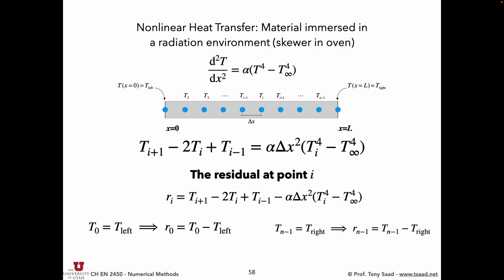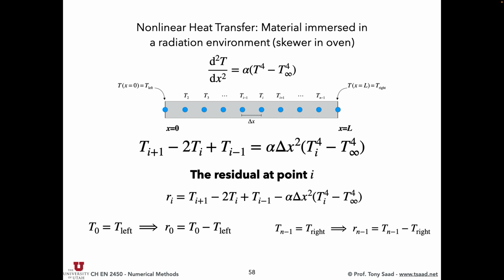Same thing at the last point. The last point in our indexing is Tn minus 1 equal to T right. So that means the last residual is simply Tn minus 1 minus T right. So that residual idea doesn't only apply to nonlinear equations. Linear equations are a special case of nonlinear equations. You can do fsolve to solve systems of linear equations. It's going to do a Gaussian elimination on that, okay?